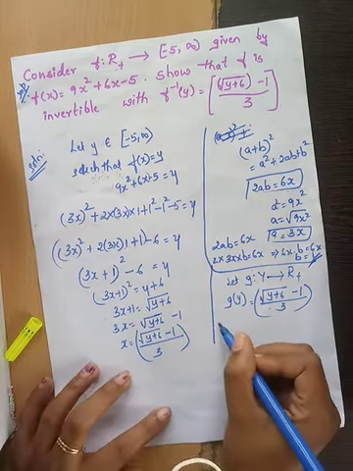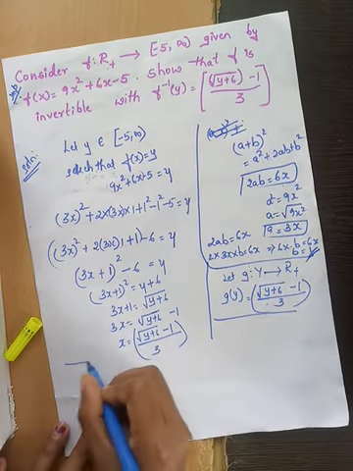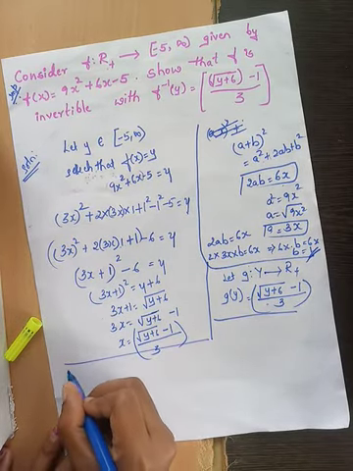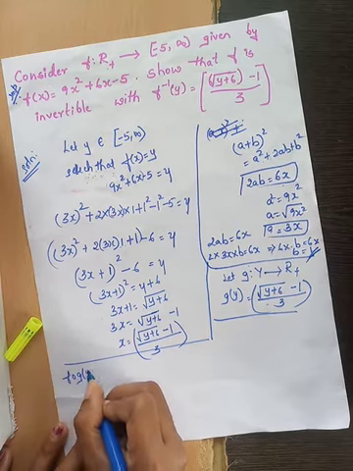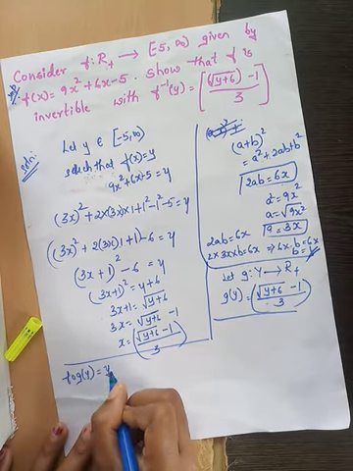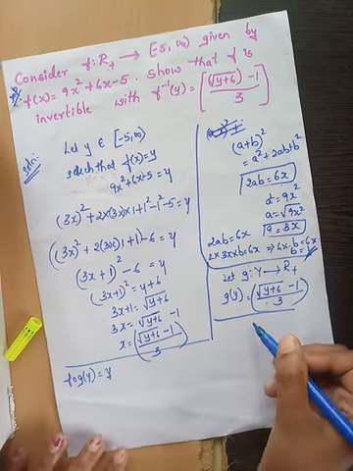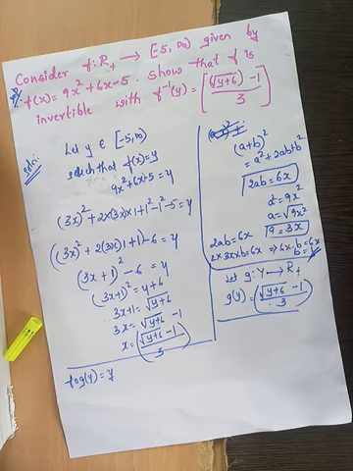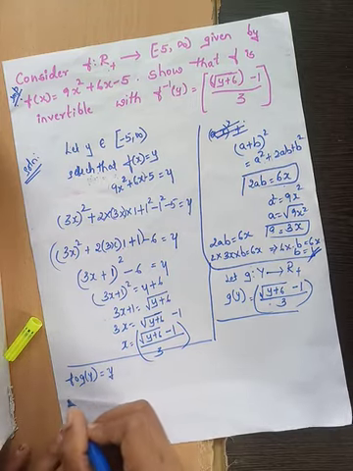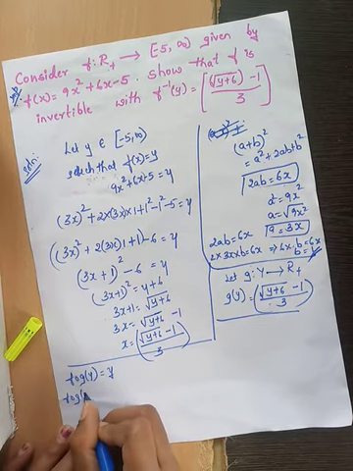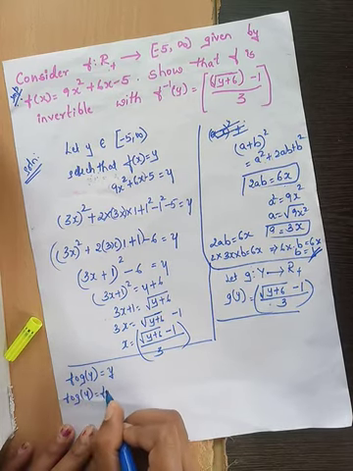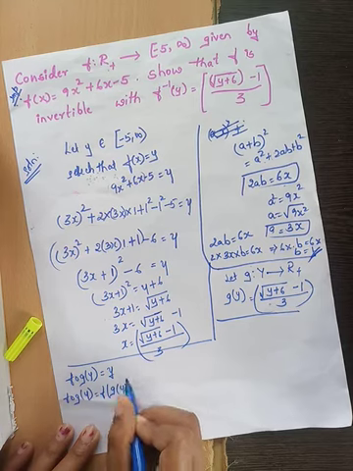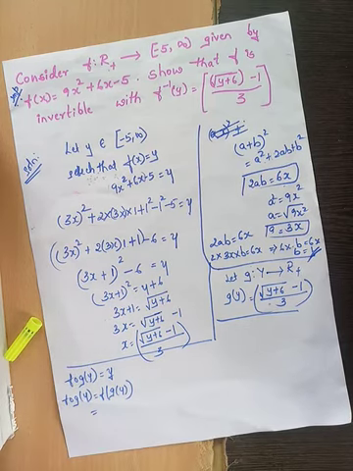So, when we have a function, how do we show that a given function is the inverse? We have to find f composition g. We have to show f composition g of y is equal to y, and simultaneously we have to show g composition f of x is also equal to x. So, we will start with f composition g of y. So, f composition g of y is equal to f of g of y. We know the value of f of x.